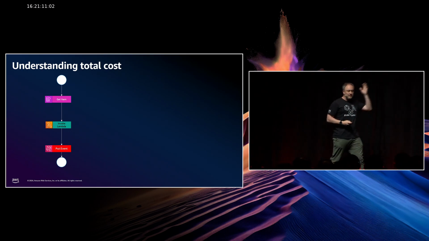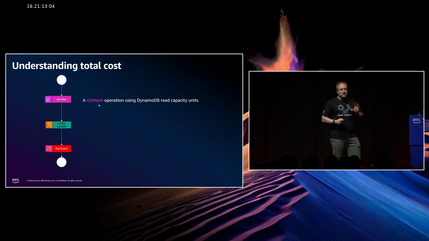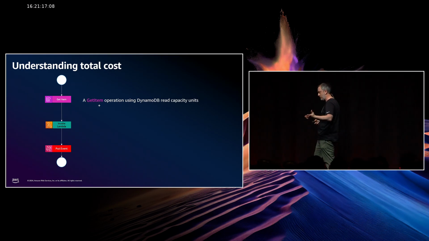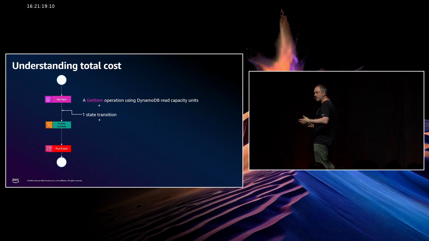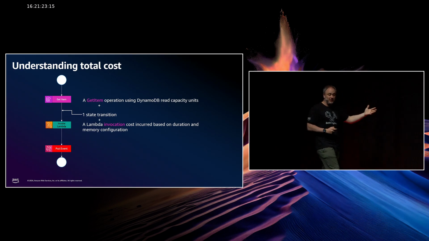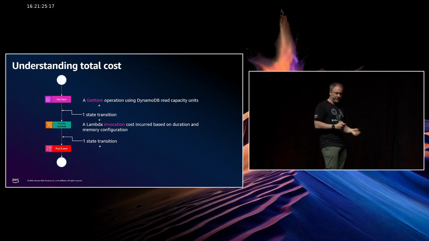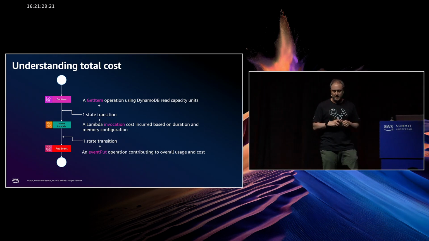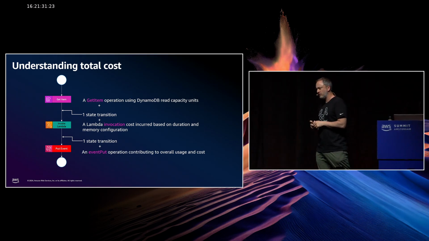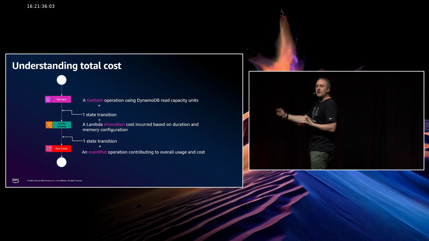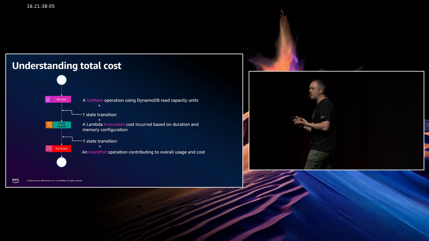So here's a really simple workflow. The first cost here is DynamoDB GetItem. That's taking up read capacity units. That's a DynamoDB cost. Then I have my first state transition. Then I have a Lambda invocation cost. Then I have my next state transition. And then I have my EventBridge cost. Again, that's another separate cost to Step Functions. So another thing you can try and do is reduce the reliance on managed services where you don't need it.